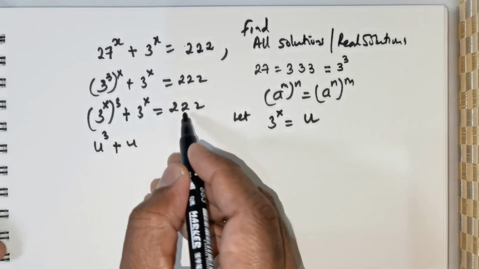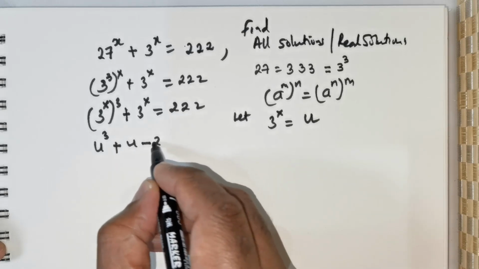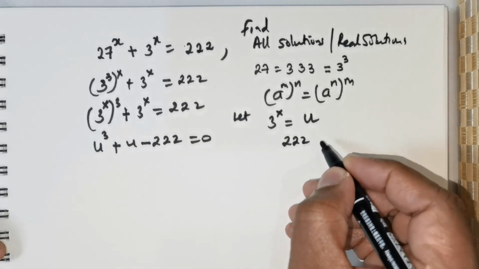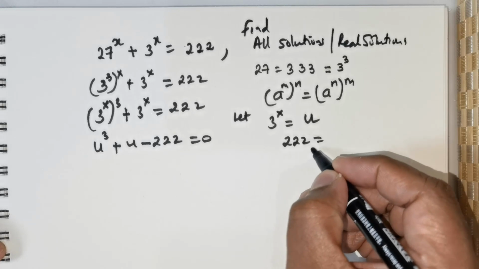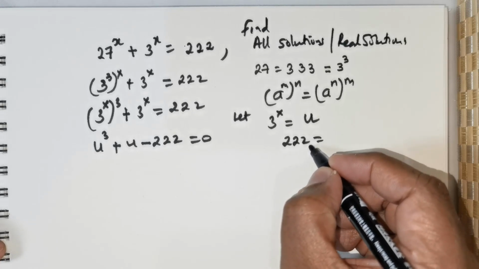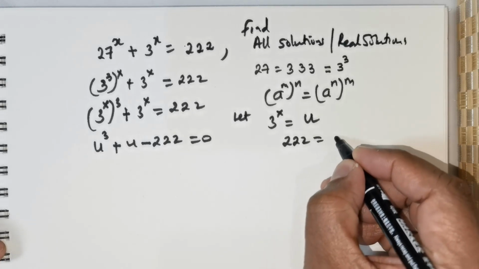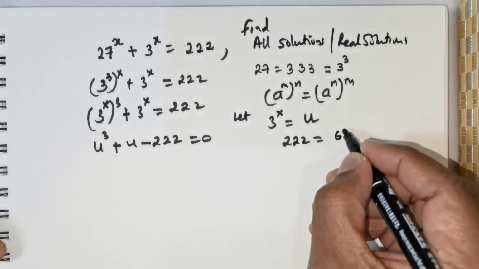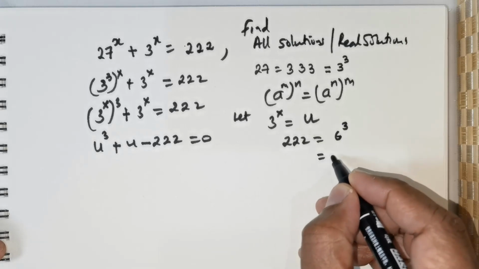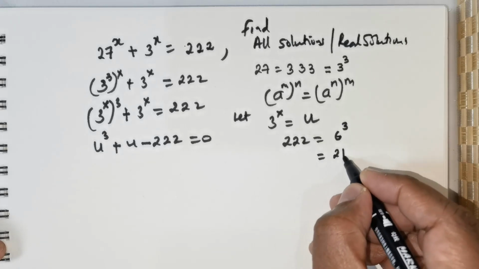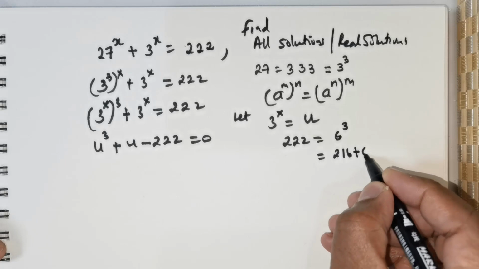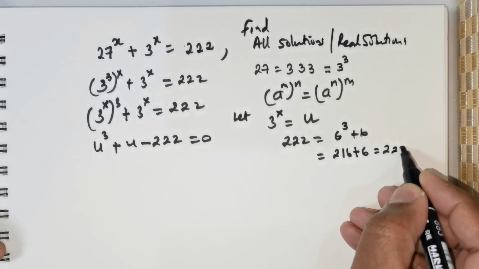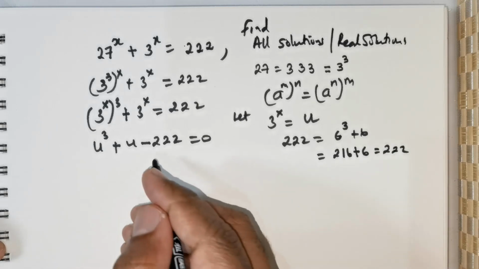I'm going to push 222 to the left. So it's going to be minus 222 is equal to 0. Now find the nearest cubic value that can be utilized in expressing 222. Clearly, if I were to write 6 to the power of 3, 6 to the power of 3 is going to be 216. Now if I were to add 6 to this, it is going to be 222.